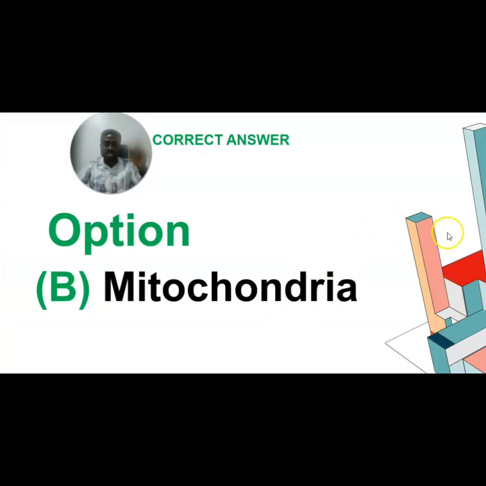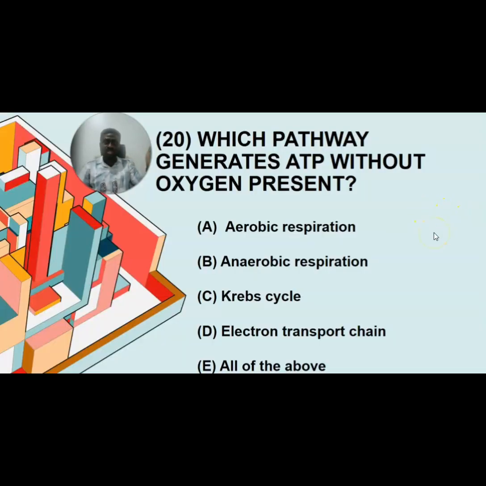All right, let's take the last question in this segment. It says, which pathway generates ATP, that's adenosine triphosphate, without oxygen present? So that reaction where oxygen is absent, or oxygen is cut out, allowing it to go through its process naturally without the presence of oxygen, is called what? A, aerobic respiration. B, anaerobic respiration. C, Krebs cycle. D, electron transport chain. And E, all of the above. So quickly make your choice and write it down in your biology notes.